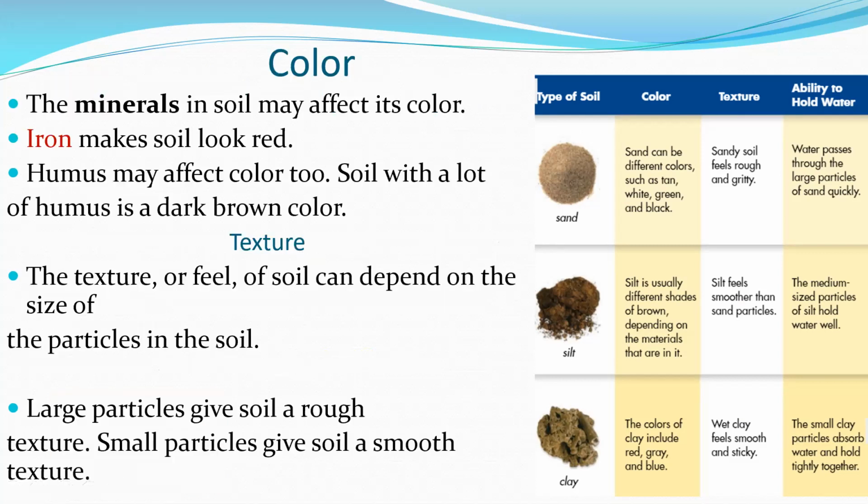So we discussed the color and texture the other day. I don't know if you guys remember, minerals in soil may affect its color. Iron makes soil look red. Humus may affect color too. Soil with a lot of humus is a dark brown color. And then we were talking about the texture. The texture or feel of the soil can depend on the size of the particles. Large particles give soil a rough texture. Small particles give soil a smooth texture.